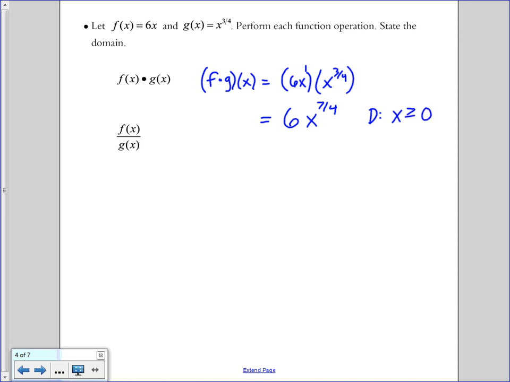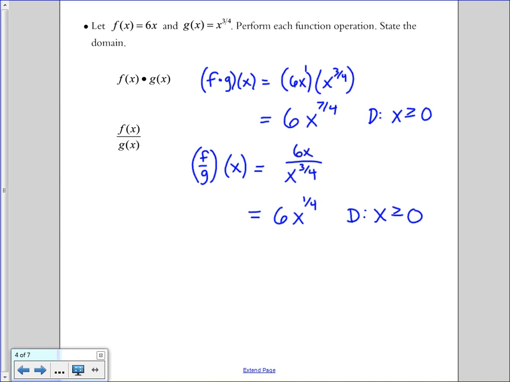f divided by g of x. We're going to take our f of x function and our g of x function. The rule for this is that we subtract the exponents. So 4/4 minus 3/4 becomes 6x to the 1/4 power. Again, it's an even root. Therefore, we have to say that x is greater than or equal to 0.